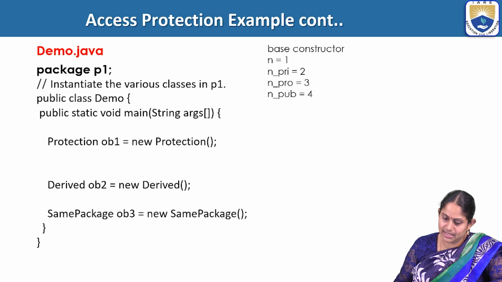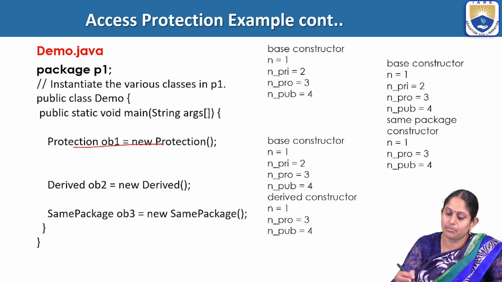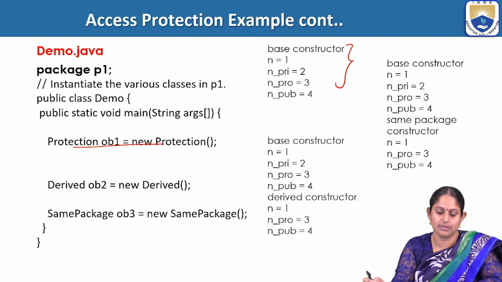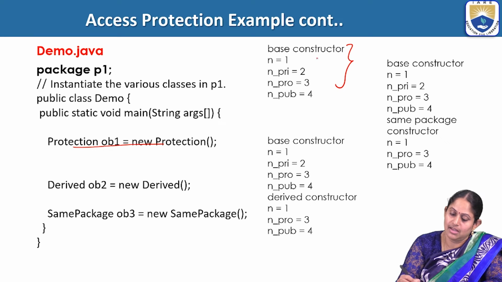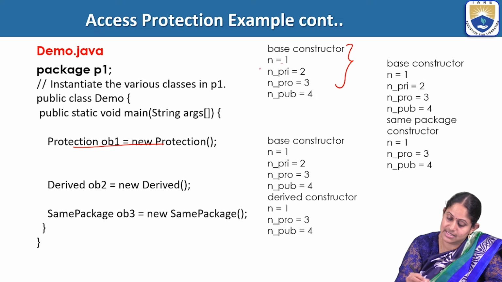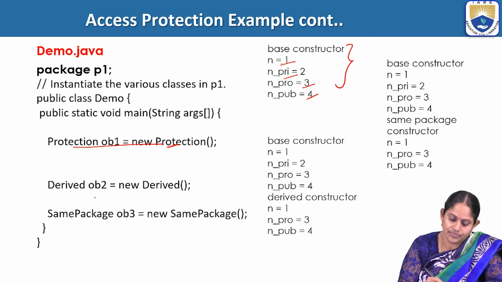Now we are creating the object of the Protection class. At that point, the constructor of Protection will be invoked, and you get this output, wherein since it is Protection which is called, it can access all the variables of that class. Now when you are creating the object of the Derived class, that Derived class was obtained from the Protection class.